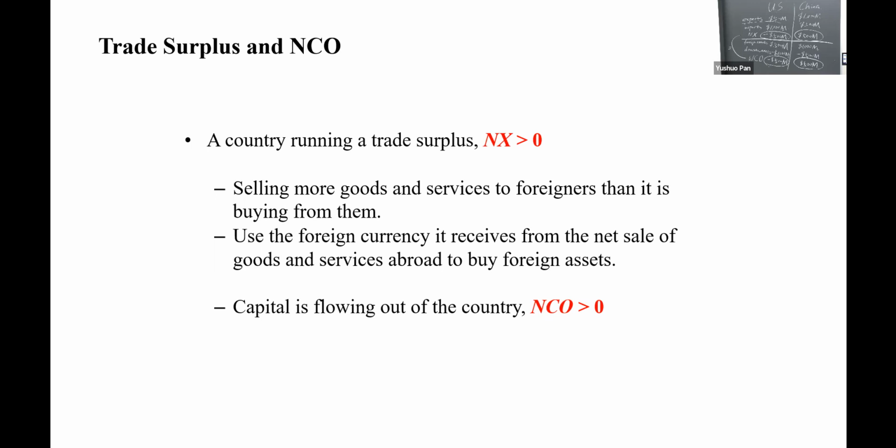That's kind of like what I wrote on the blackboard, right? If you buy stuff, you should pay the money. And in that case, the capital is flowing out of the country, and the NCO is bigger than 0. In this case, it means if you export more, you are going to earn more foreign currencies, right? If you have foreign currencies, such as euros, you cannot use them in the United States. You have to use them in other countries. Usually, you can only use your euros in European countries, in which you are going to invest in other countries more.